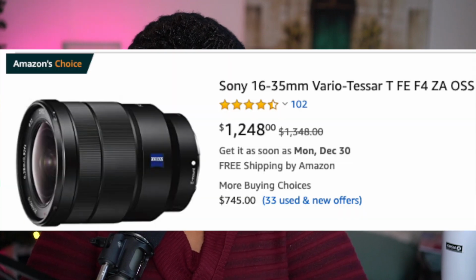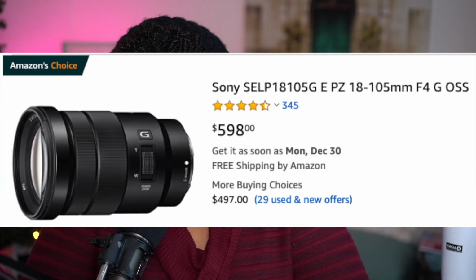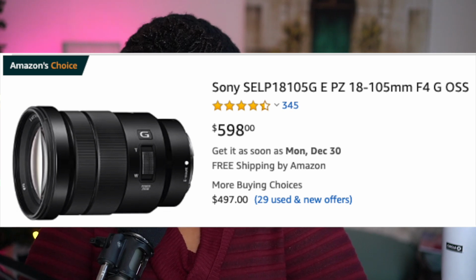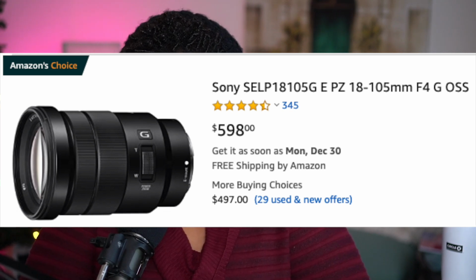Sony has a 16 to 35 millimeter f4 that can range from like $700 to $1,200. They even have an 18 to 105, longer on the end than what I would need, but size wise it's about the same, and that's for like $500 or $600. So I could work with that. And even though the 16 to 35 is an f4, I think it may be $1,300 or $1,400 for the other f2.8.